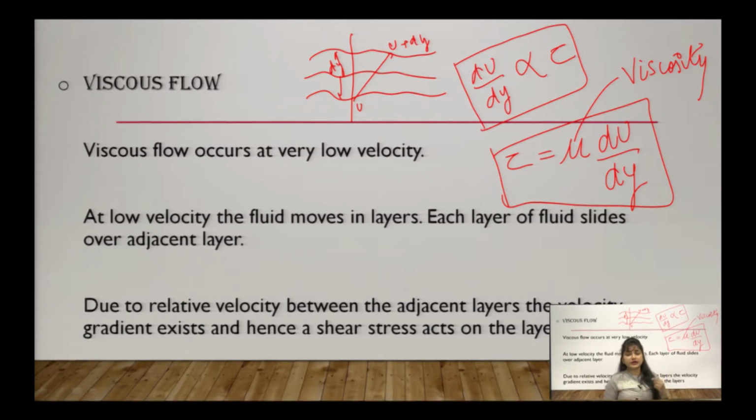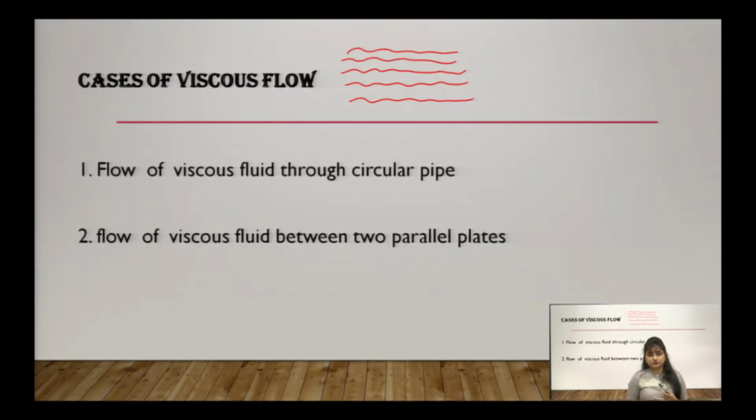The condition is that in that circular pipe the flow will be viscous. Viscous means the velocity is already very, very low, and at low velocity the fluid moves layer by layer, with one layer adjacent to the other. Due to this pattern, the rate of shear stress is accounted for by the velocity gradient. So let us see what the cases for viscous flow are.